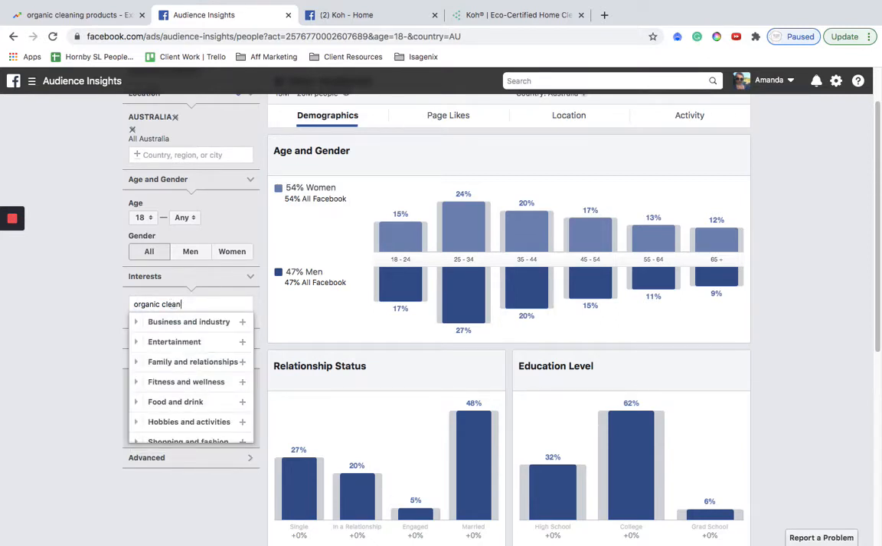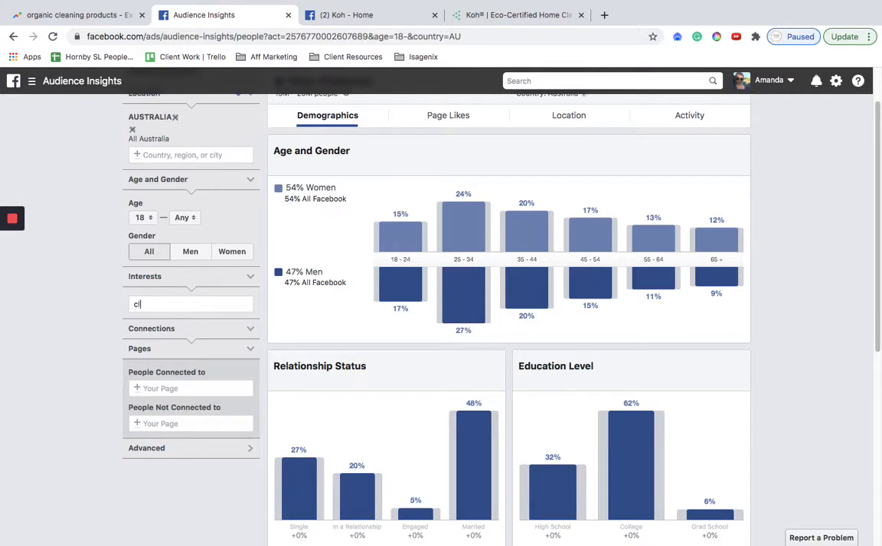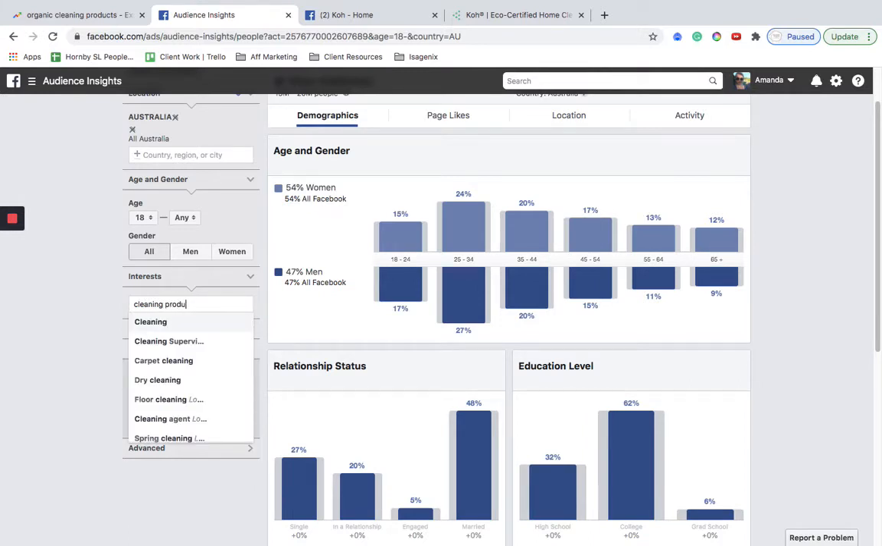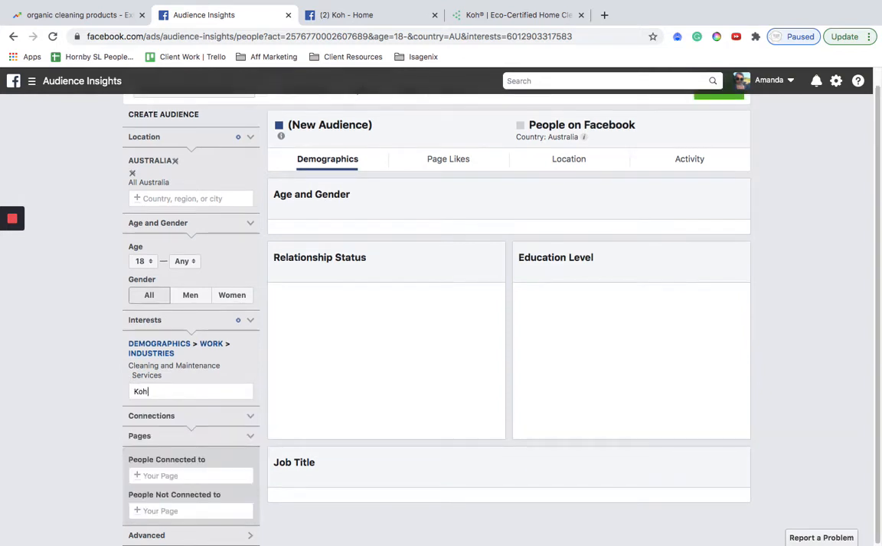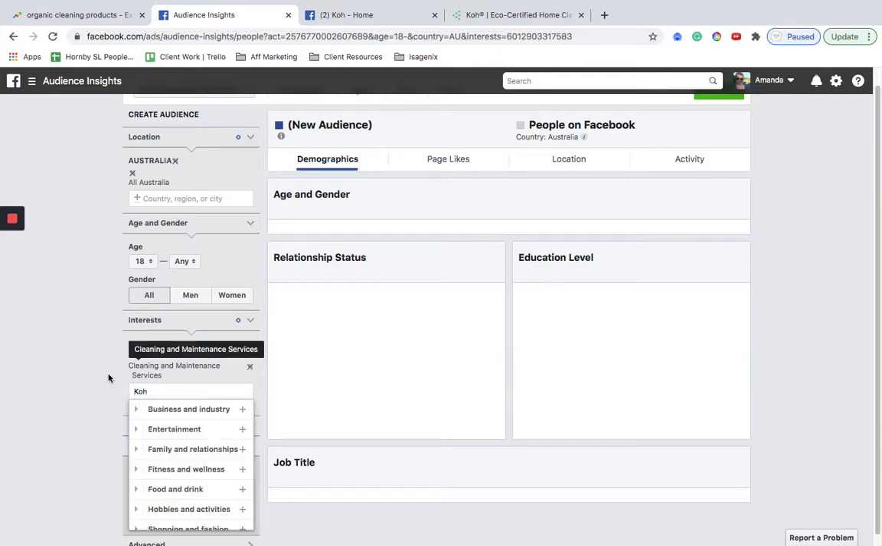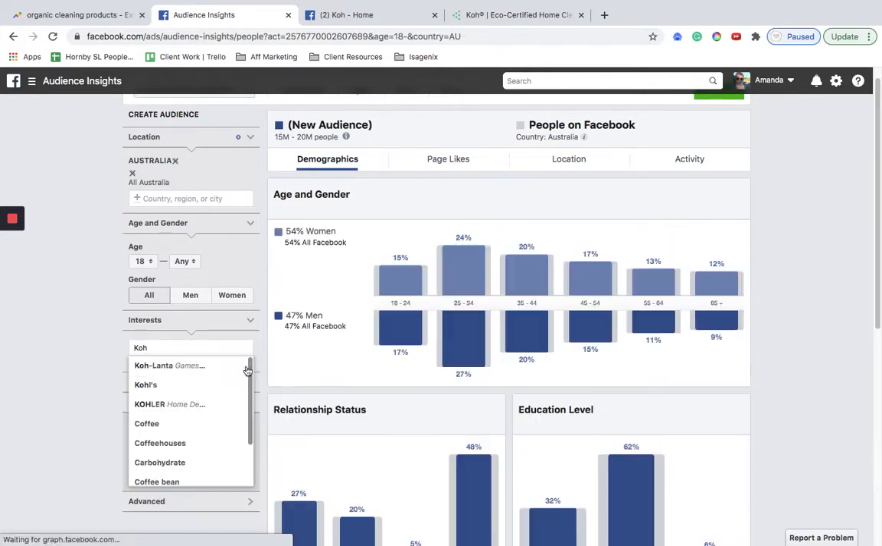And you might have to have a look at a few different terms. So cleaning product, so cleaning and maintenance. So you might have to do a bit of digging, or you might have to do a search and see if there is a big kind of brand. And what that'll give you the ability to do is basically pull up all the information.